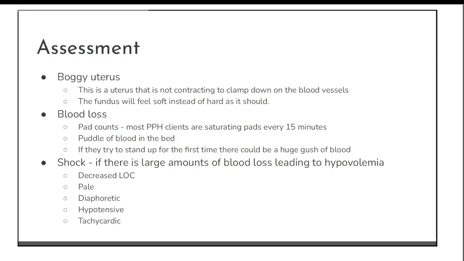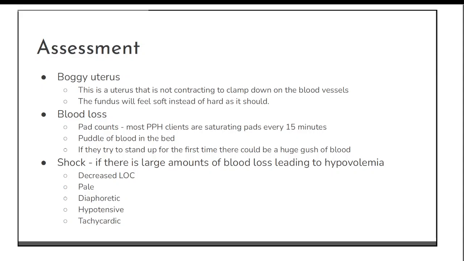So if we don't feel a firm uterus, we refer to that as boggy, a soft, boggy uterus. That tells me that the uterus is not contracting. And if it doesn't contract, that mother's going to be hemorrhaging, all right? So when you go to palpate and feel that uterus, you might feel that it's boggy. All right, now let's talk about assessing their blood loss, all right?